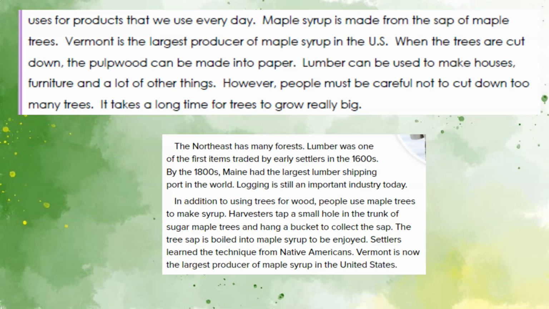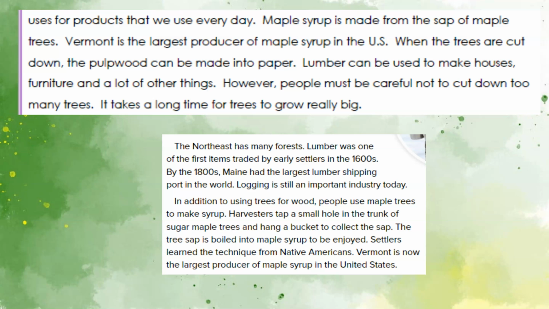In addition to using trees for wood, people use maple trees to make syrup. Harvesters tap a hole in the trunk of the sugar maple trees and hang a bucket to collect sap. The tree sap is boiled into maple syrup to be enjoyed. Settlers learned the technique from Native Americans. Vermont is now the largest producer of maple syrup in the United States.